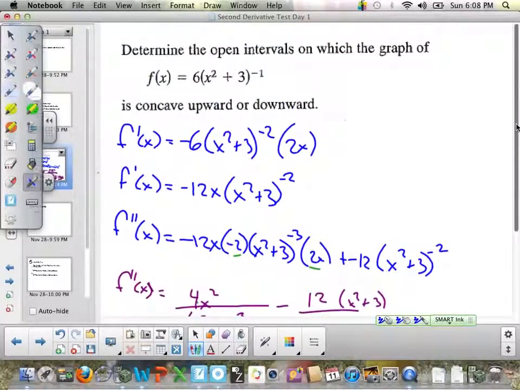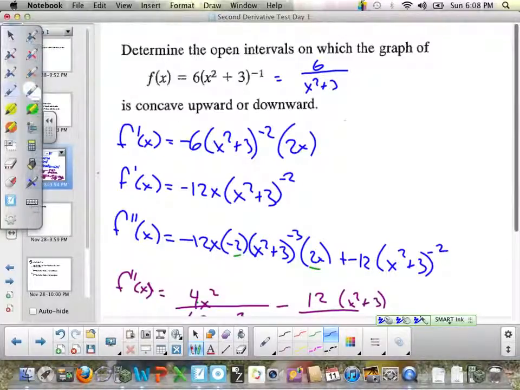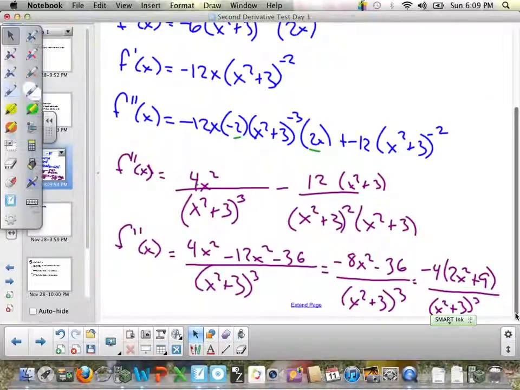So as we go back up, we'll look at this function. It's 6 over x squared plus 3. It's all concave up or all concave down because we found no critical numbers. What we need to do then is just plug a number in and see, is the second derivative positive or negative?